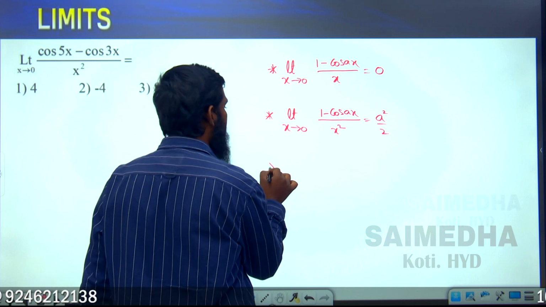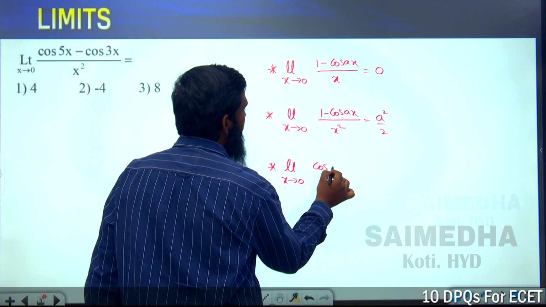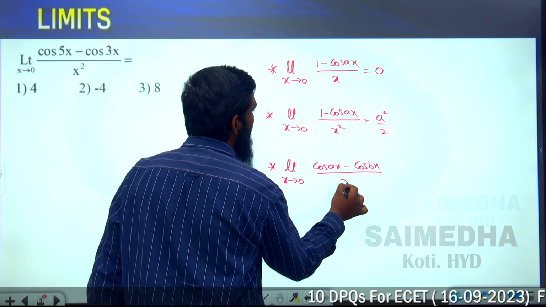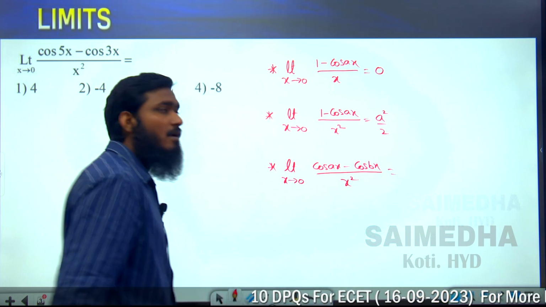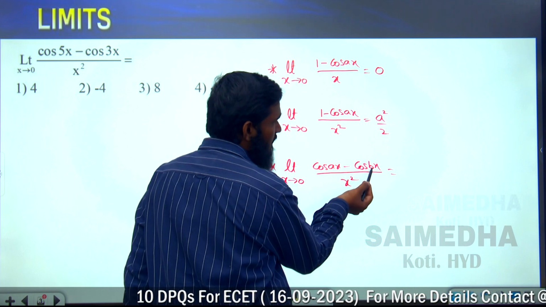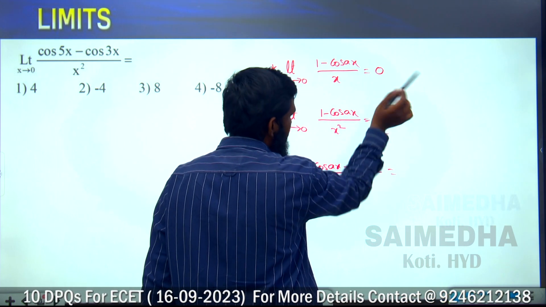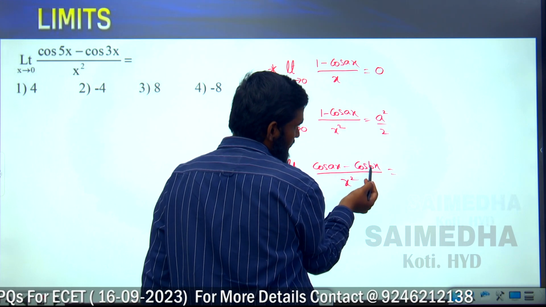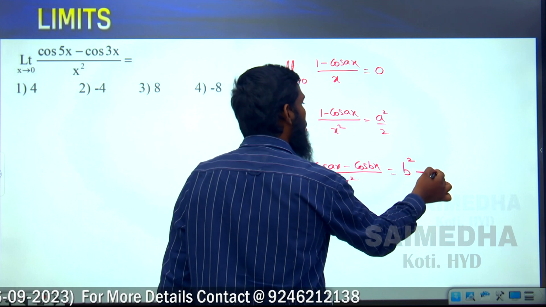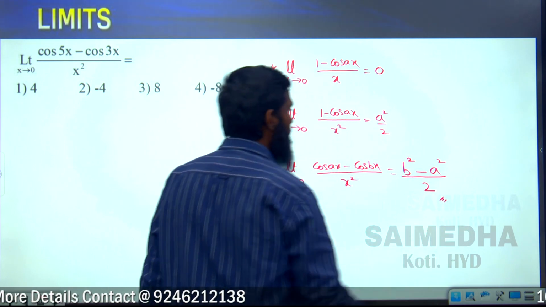Now one more part: limit x tends to 0, (cos ax minus cos bx) divided by x square. Here we have to start from the last. Over here the last one we have taken is a square, and over here the last is b square. So the answer is (b square minus a square) divided by 2. This is the formula.